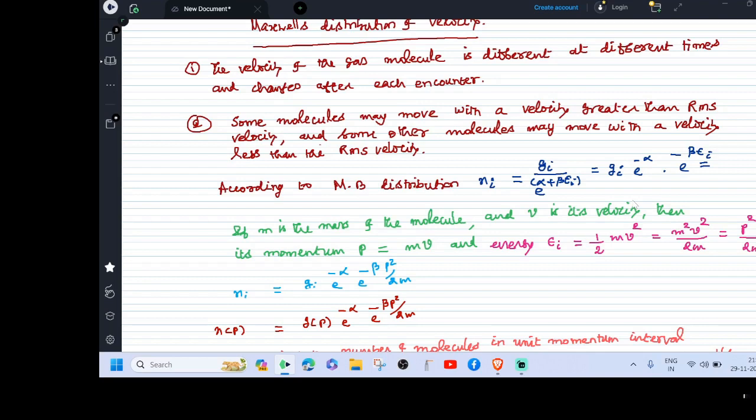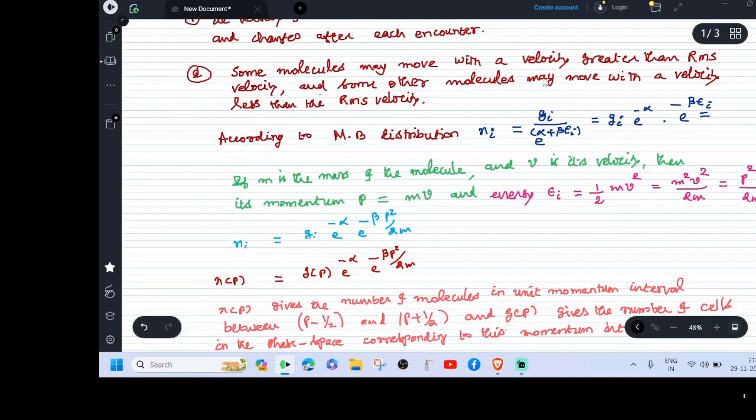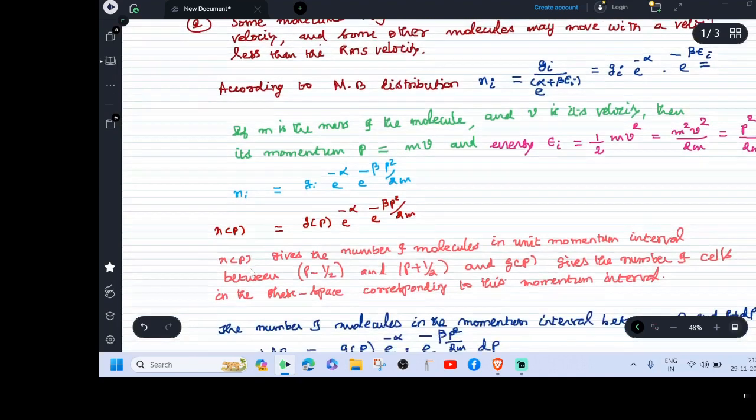If m is the mass of the molecule and v is its velocity, then momentum p equal to mv. Then ei equal to half mv square is equal to m square v square by 2m. Just we have multiplied this numerator by m and the denominator also by m. m into v is p, so this is p square divided by 2m. Now this equation is modified in this form. We may rearrange this equation in this form.